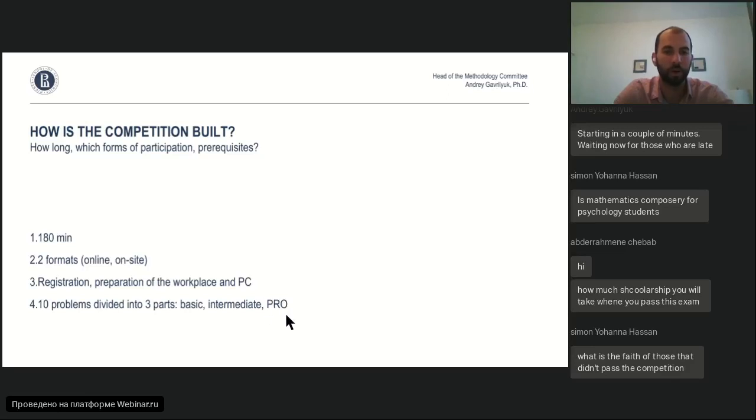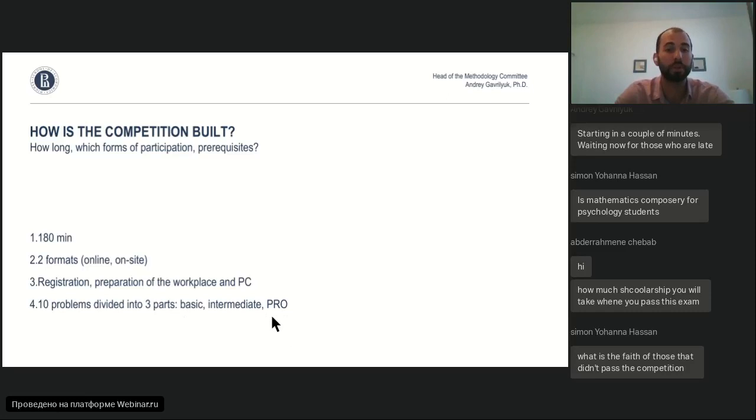And regarding the pro part, the third part, it requires the full solution. So it requires the full proof, and oftentimes it even doesn't have any answer. So the statement in the problem would be: prove that something happens.